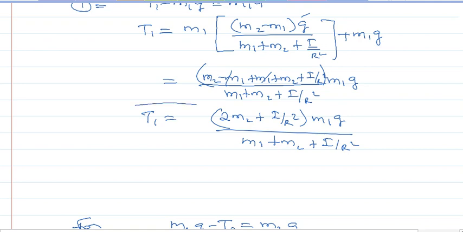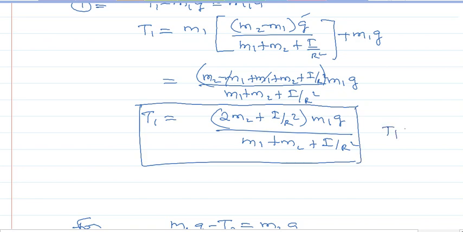If you recollect your knowledge about tension in the Atwood machine, that was like this: T1 equal to 2m1m2g by (m1 plus m2). Because of the I by r square extra term coming here, that is because of the mass of the pulley here.